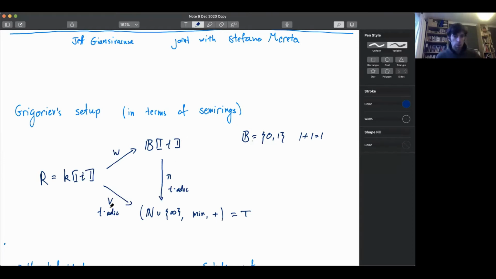Now, V is a valuation, so it's multiplicative and sub-additive. It's not quite an additive map. It's not a homomorphism. But because we're defining pi on an idempotent semiring up here and mapping to an idempotent semiring, in this case going vertically, the t-adic valuation actually turns out to be a homomorphism of semirings.